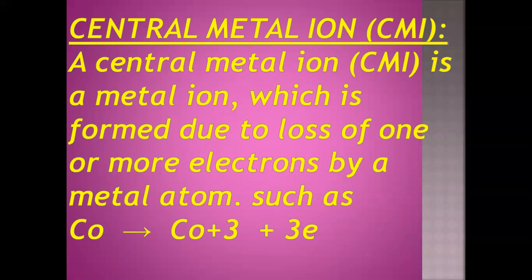Now, how is a central metal ion formed? Central metal ion is nothing but any transition metal or d-block element which is generally formed in the very first stage by losing one or more electrons. For example, in the case of cobalt, the cobalt atom is losing 3 electrons and forming a tripositive cation. This is called the central metal atom and this is called the central metal ion. Why is it an ion? Because it is losing 3 electrons.